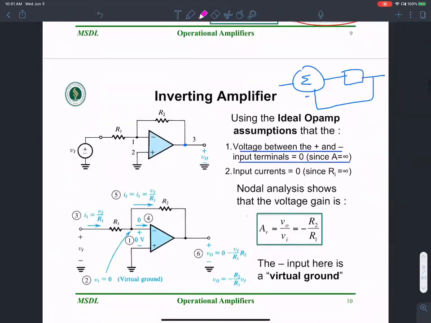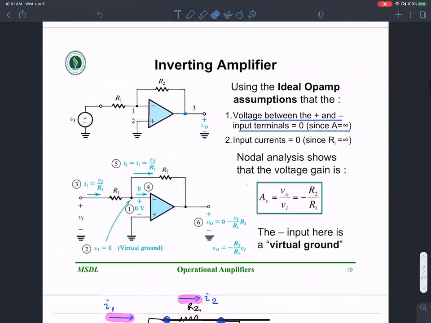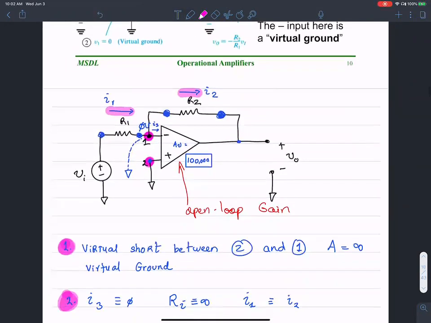Then we looked at the idea of inverting amplifier, okay, where the input is applied on the negative terminal, the output is tied to ground. The resulting gain is that V output over V input is negative R2 over R1. Okay, so this is a negative gain, and hence the name inverting amplifier. And we saw how that is possible.